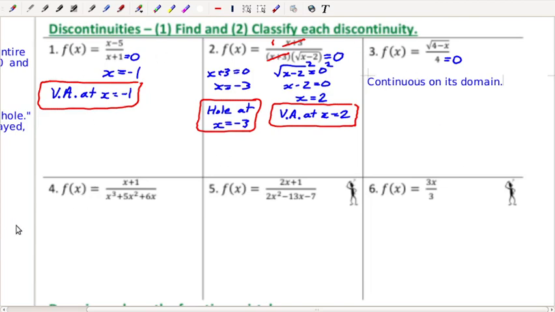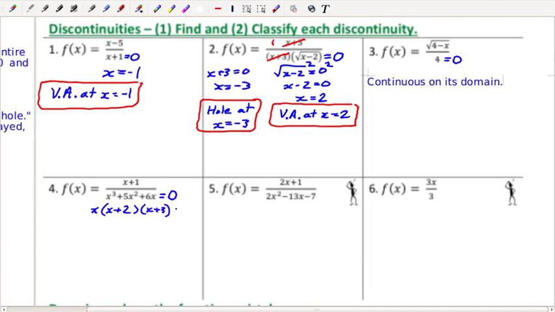All right, let's take a look at number 4. Again, find them first. So set the denominator equal to 0, and in order to solve this one, it's going to take a little bit of factoring. So I'm going to factor this denominator, pull out an x, and then turn it into 2 parentheses. I think this gives me an x plus 2 and an x plus 3.